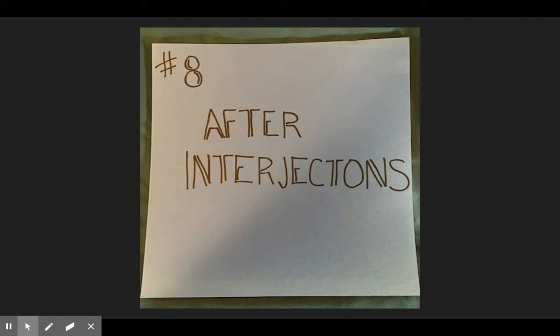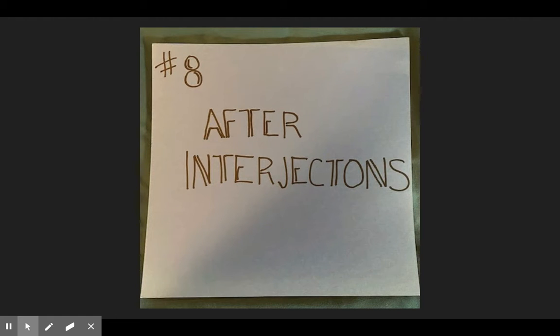Number 8, after interjections. Of course, this requires us first and foremost to know what an interjection is. An interjection is like, wow, oh no, whoops, uh-oh. So when you have one of those words, then it becomes a matter of determining the severity of the use of the word. If you're saying, uh-oh, I think I left the lights on, that would be a comma usage. Uh-oh, comma, I think I left the lights on.